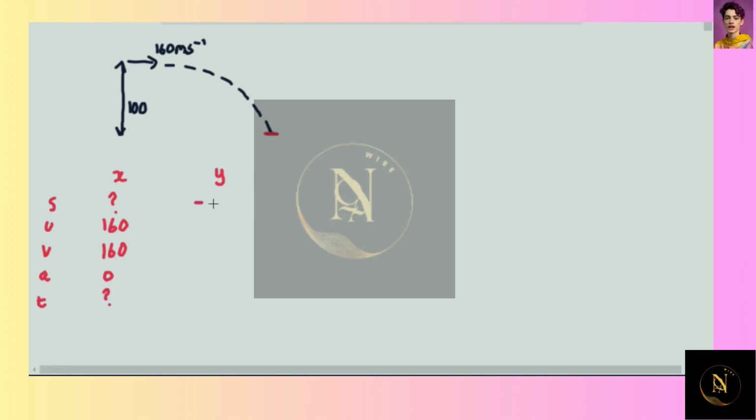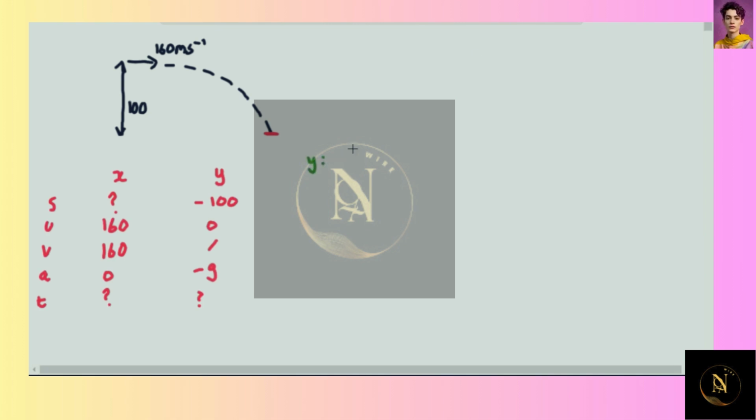Our distance that we have to travel vertically is down by 100 meters. We have no initial velocity vertically, and our final velocity may not matter, because we're accelerating down at the gravitational constant 9.8 in a downwards direction, hence the negative. And of course, we don't know time either.